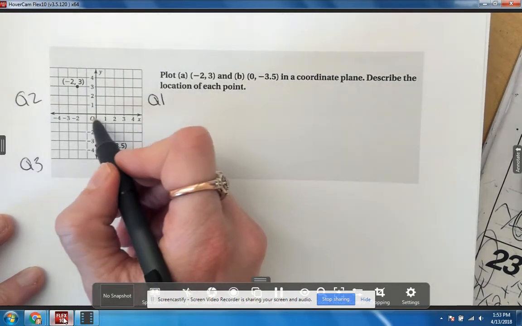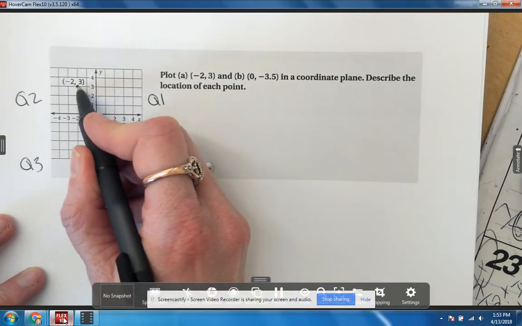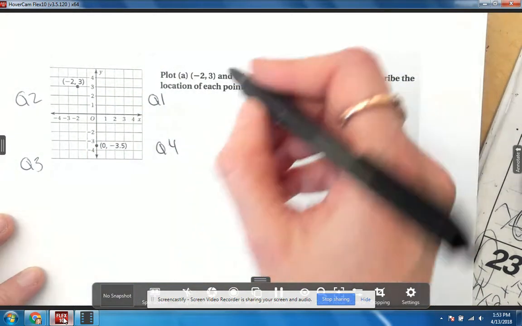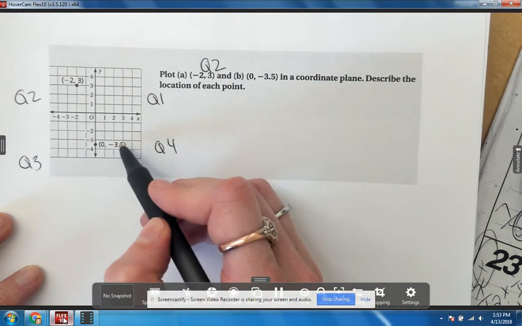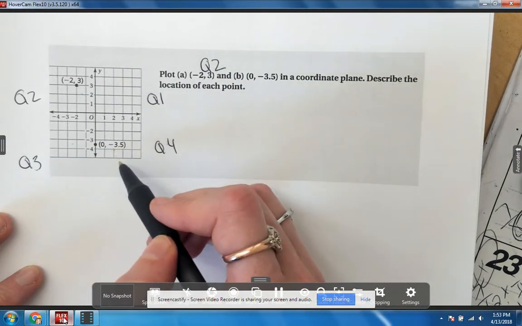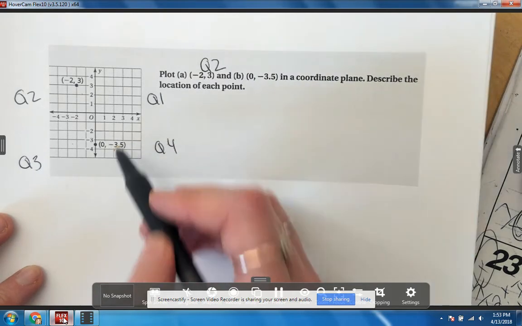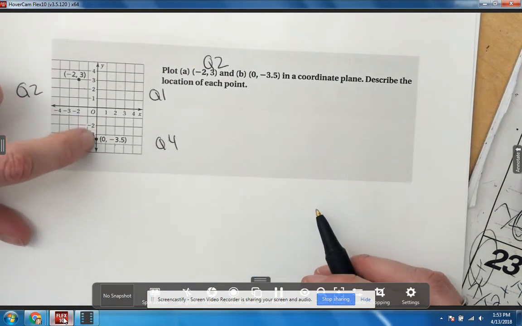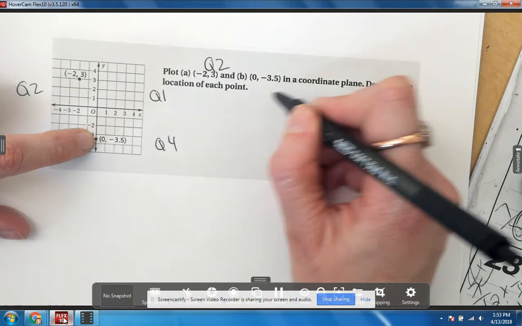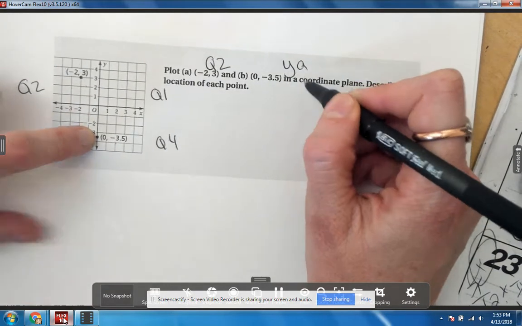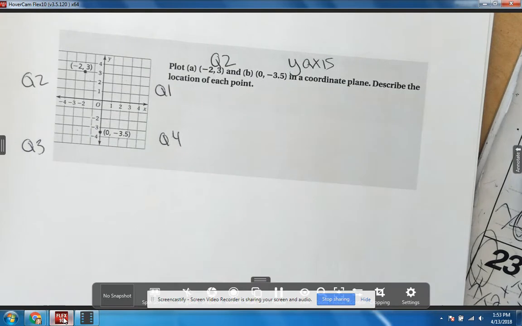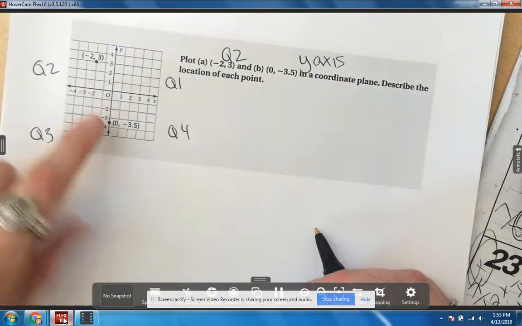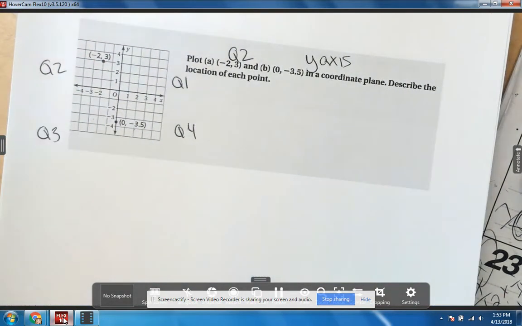Okay, so -2, 3 would be back 2 up 3. They already plotted it for us, so that is in quadrant 2. And then quadrant 1, 2, 3, 4. So this point is over here. So this is actually, I'm sorry, this is not in a quadrant. It's on the y-axis. So if one of your coordinates is a 0, you're going to end up on an axis and not in a quadrant. So that is actually on the y-axis. So dot there. Okay.